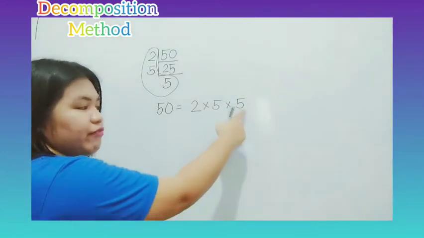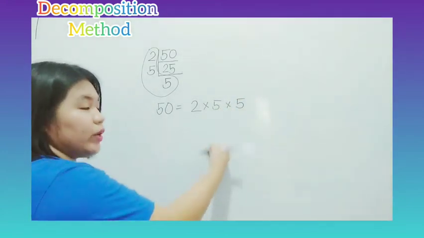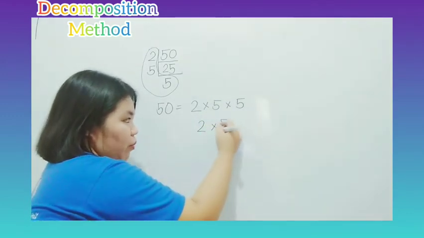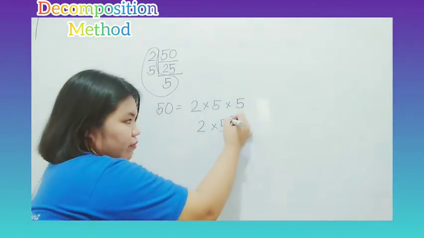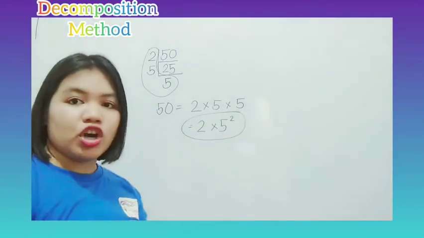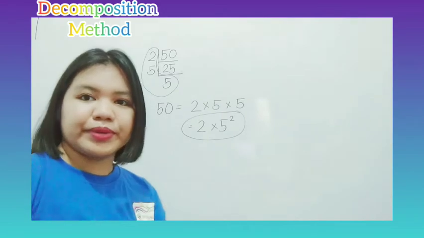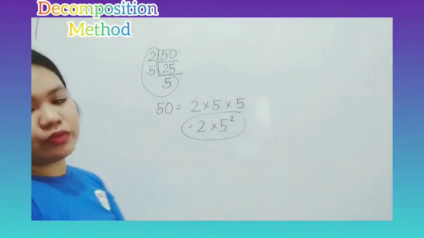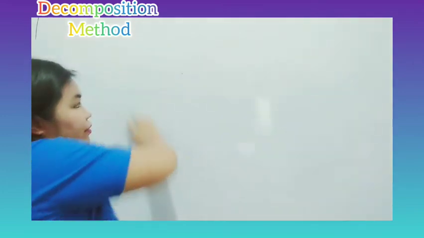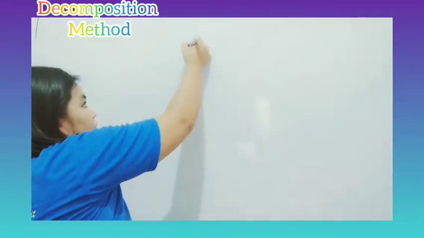Now, since we have two 5s here, we can write it as 2 times 5 squared. How many 5s do we have? So, we have two 5s. So, this is the prime factorization of 50. Another example. Okay? Let's find the prime factorization of 80.